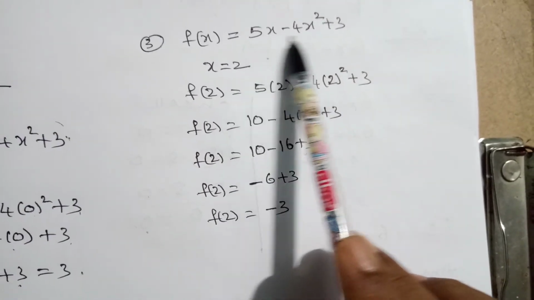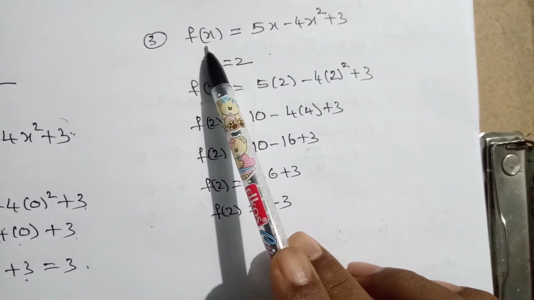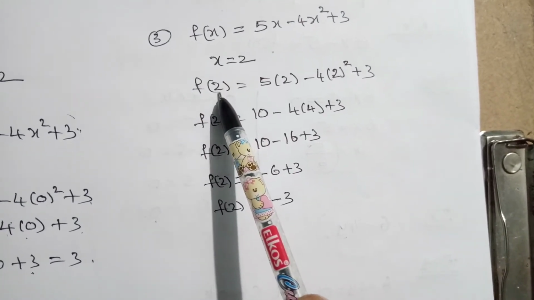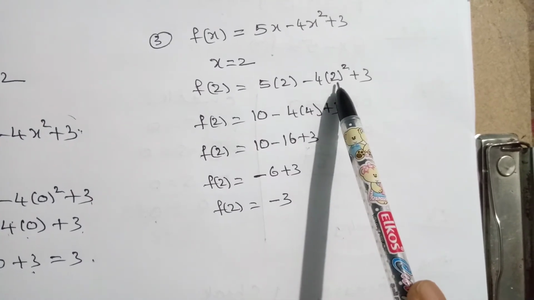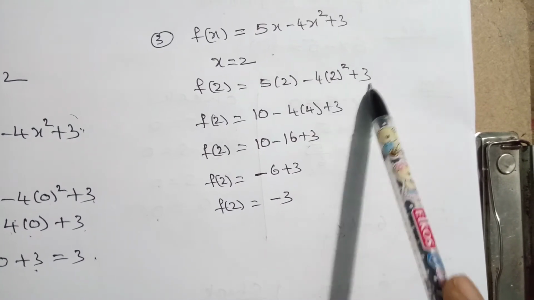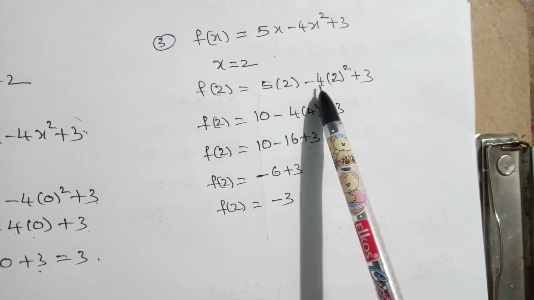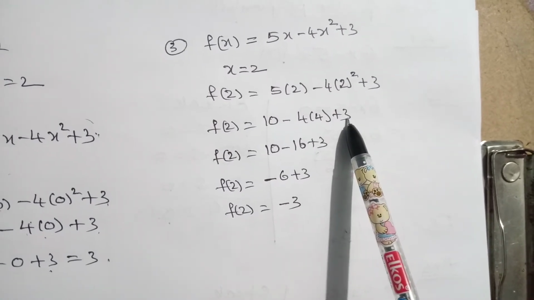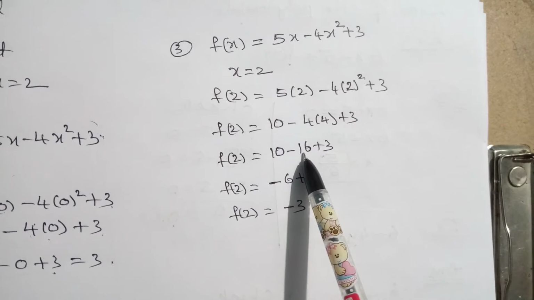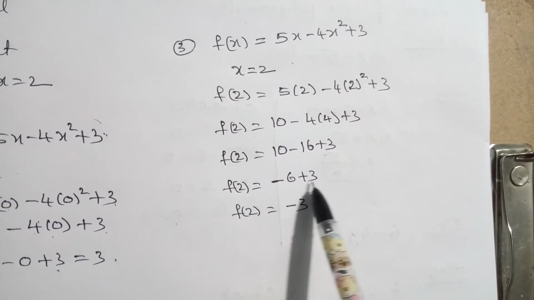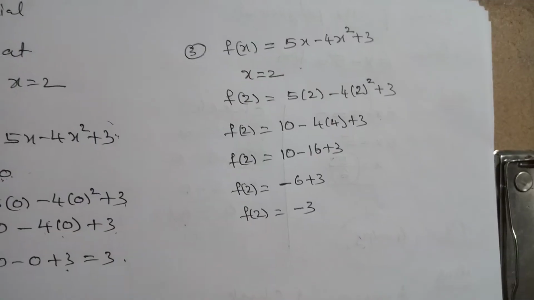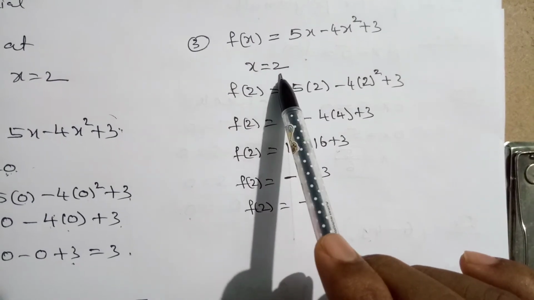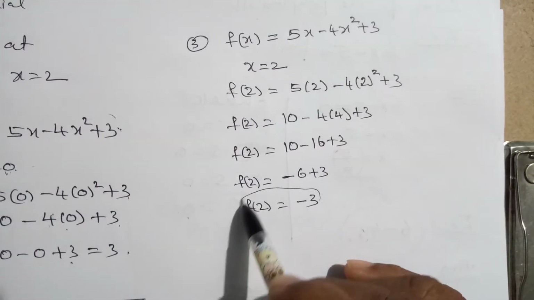Write the polynomial as f of x. In place of x we are replacing 2. f of 2 is equal to 5 times 2 minus 4 times 2 square plus 3. So 5 times 2 is 10, 4 times 2 square is 16, plus 3. 10 minus 16 plus 3, f of 2 is equal to minus 6 plus 3, f of 2 is equal to minus 3. Therefore the value of this function at x is equal to 2 is minus 3.